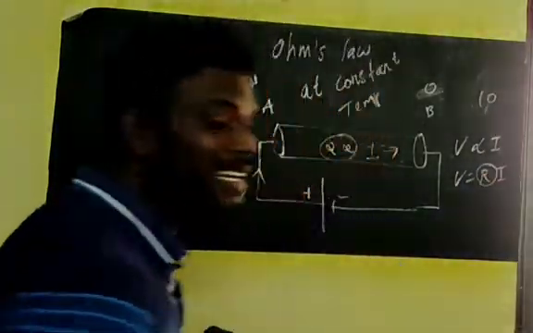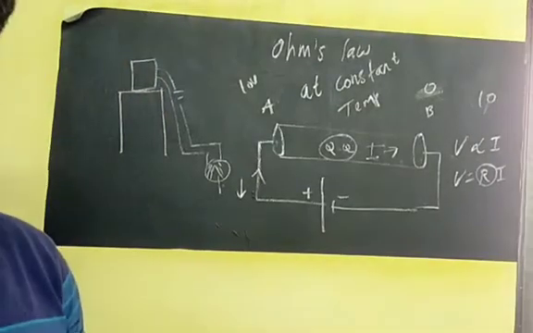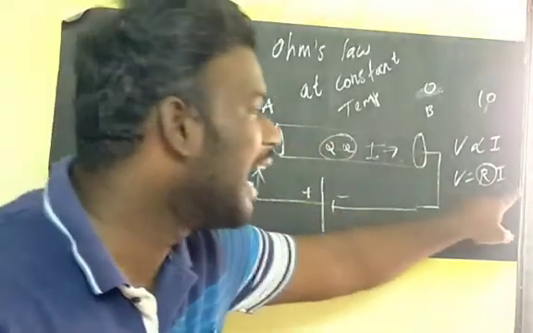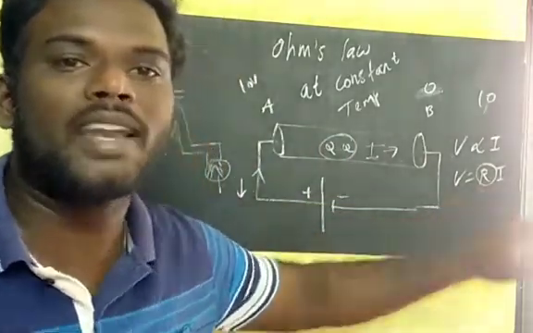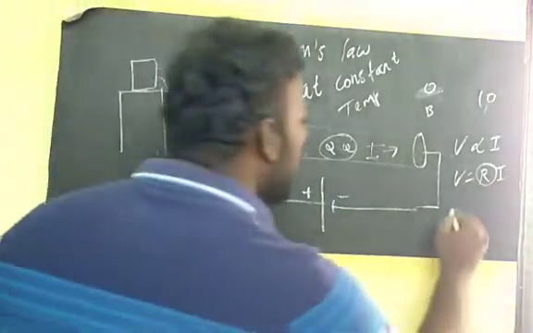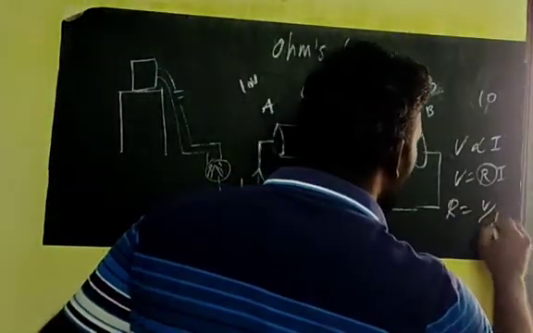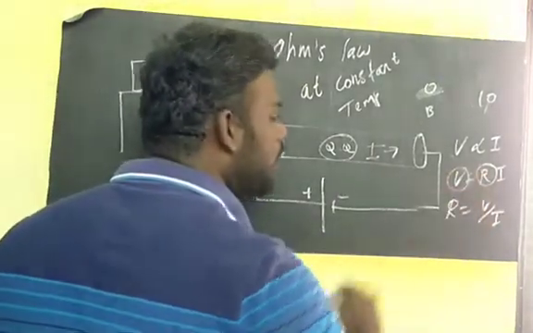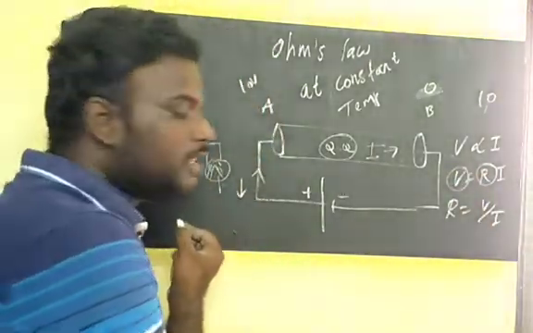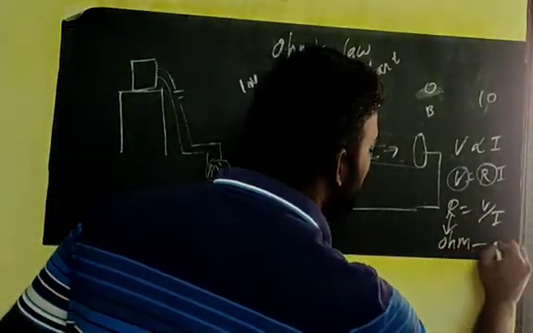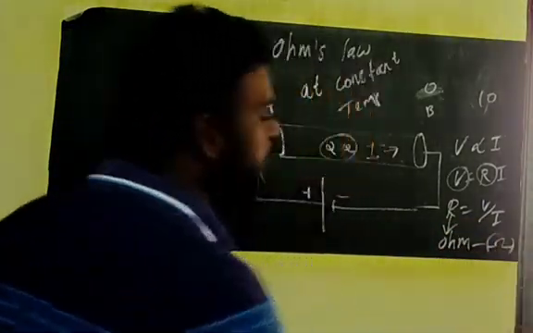What is R? That is called resistance. If we increase V, I will increase. If we decrease V, I will decrease. Then what about R? It remains unchanged. I can write R equal to V by I. The unit of voltage is volt, the unit of current is ampere, and the unit of resistance is called ohm. This is the symbol.